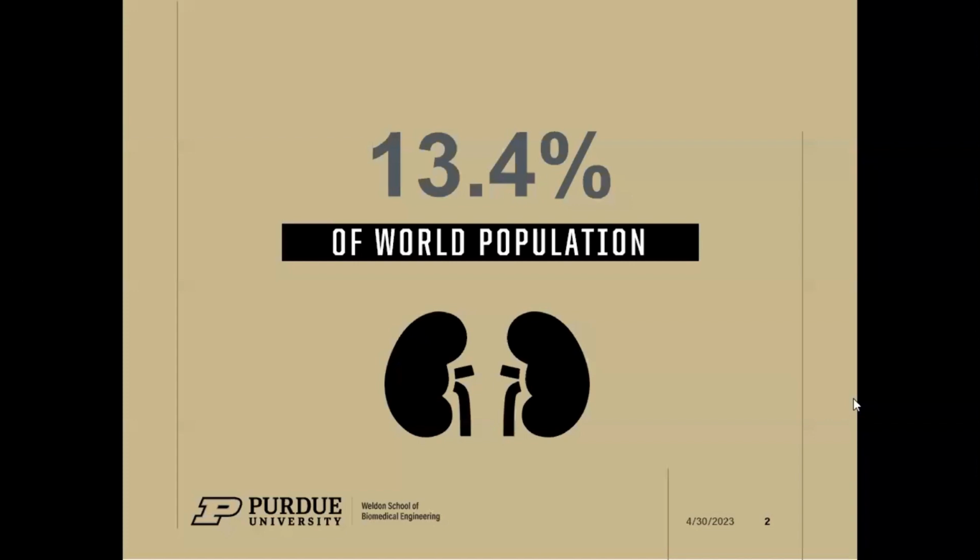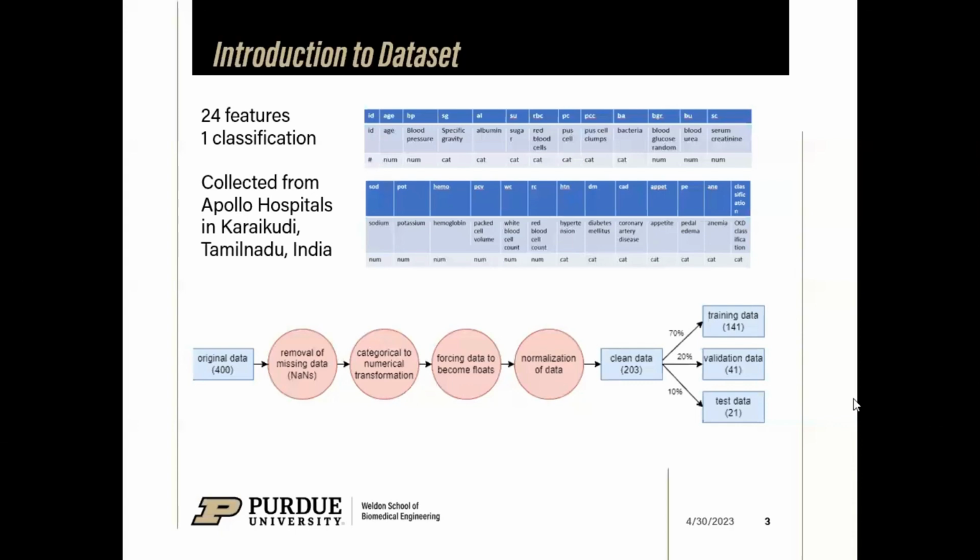To aid in solving this problem, a binary classification convolutional neural network was developed using PyTorch's functionalities to accurately diagnose a patient with CKD. Using data collected over 2 months at Apollo hospitals in Karaikudi, Tamil Nadu, India from 2015, a convolutional neural network was made to classify CKD diagnosis using 24 features, of which 11 are numerical and 14 are categorical. These features, their labels, and their corresponding data types can be seen above in the table.